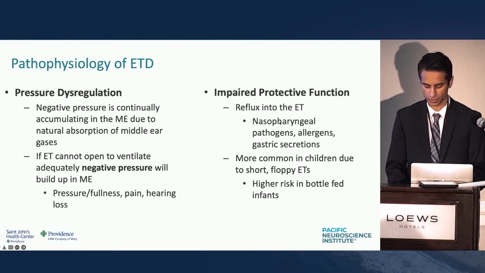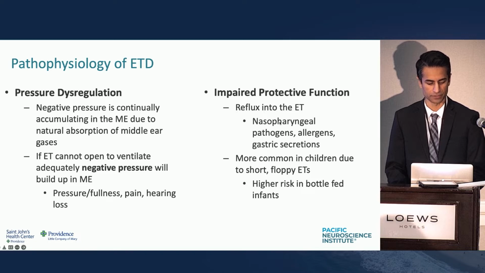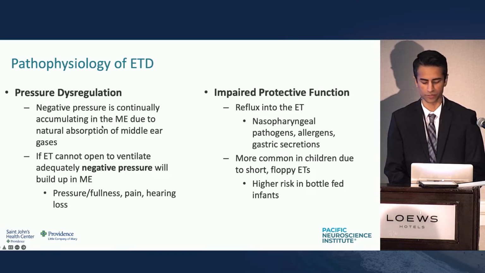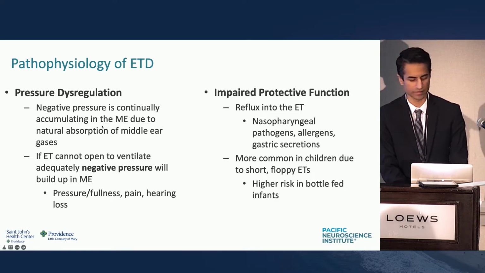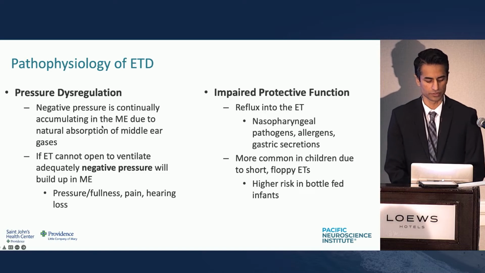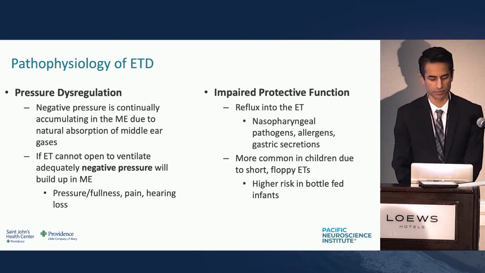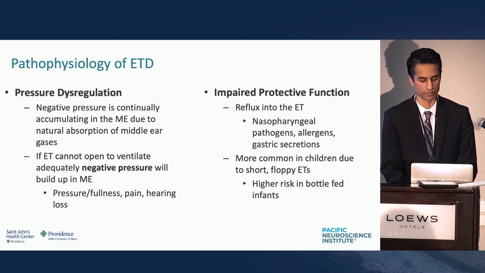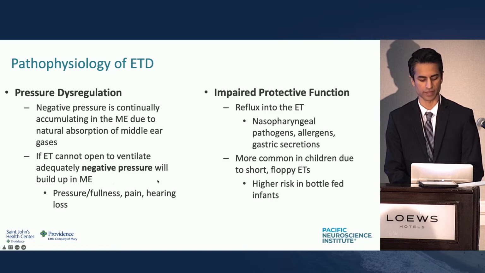So pathophysiology of eustachian tube dysfunction, first of all, it's pressure dysregulation. Negative pressure is continually accumulating in the middle ear due to natural absorption of middle ear gases. But if the eustachian tube cannot open to ventilate adequately, negative pressure will build up in the middle ear. So patients will feel this pressure or fullness, pain, hearing loss. They can have some crackling sounds as they try to open up their eustachian tube.